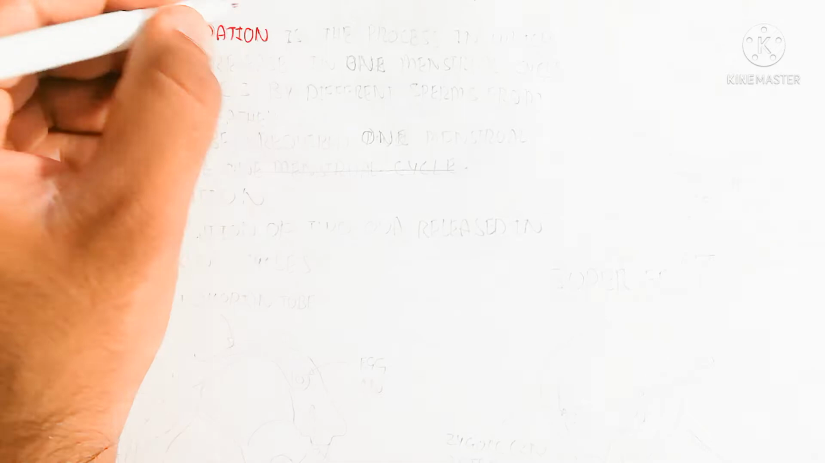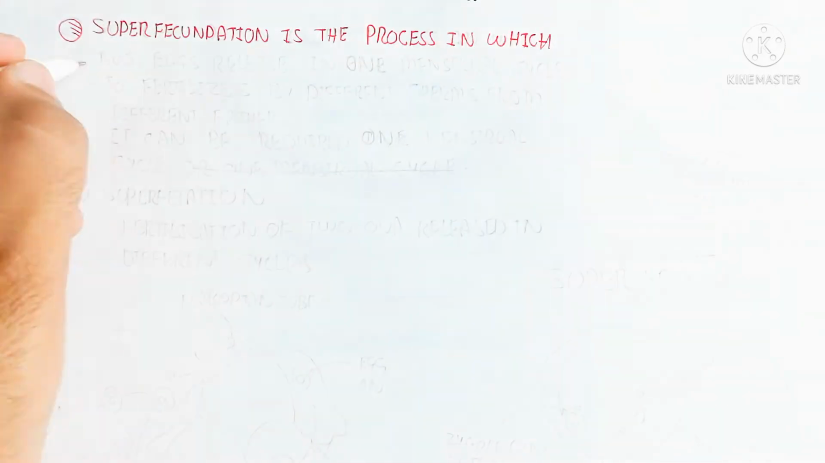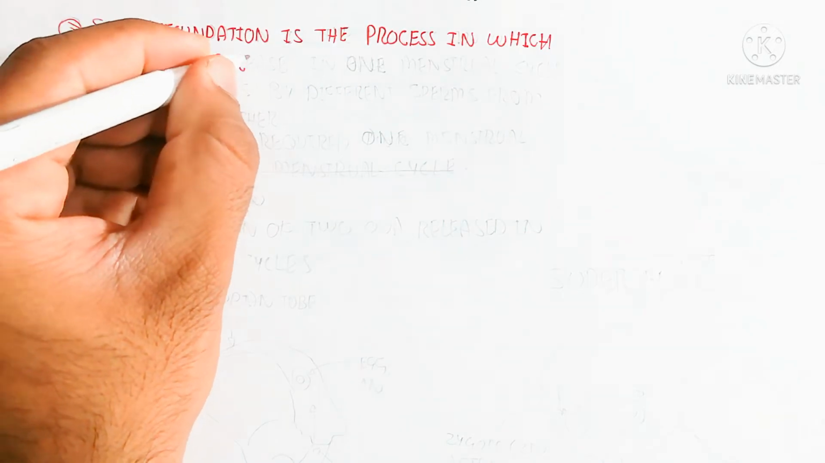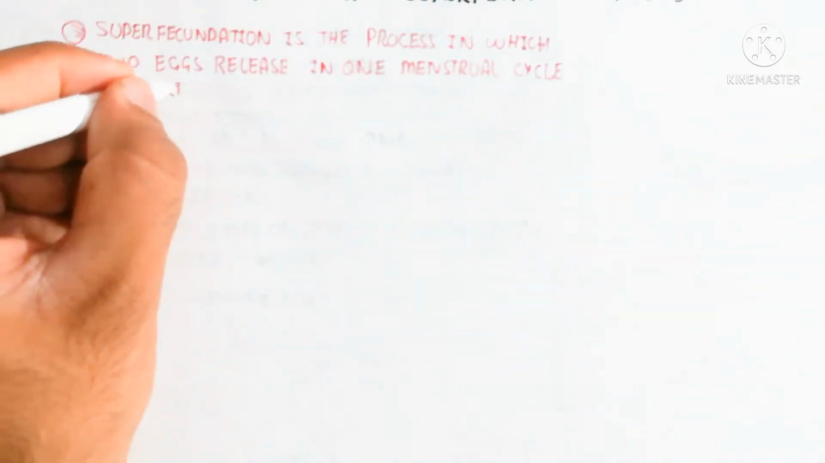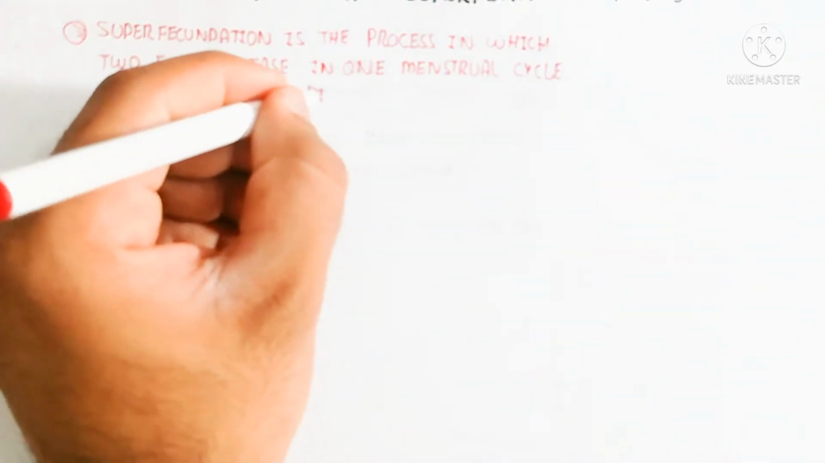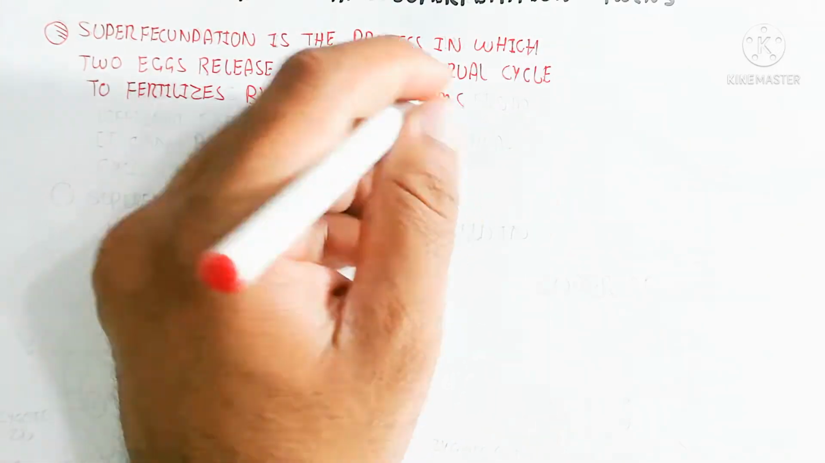Superfecundation is the process in which two eggs released in one menstrual cycle are fertilized by different sperms from different males during sexual intercourse. So it requires one menstrual cycle only, not two menstrual cycles.